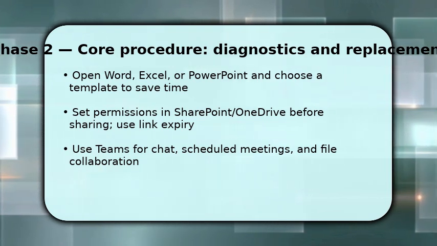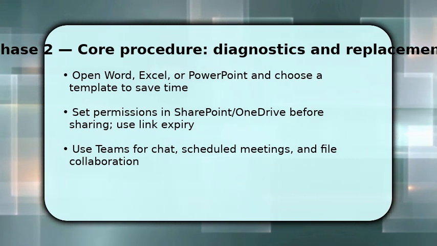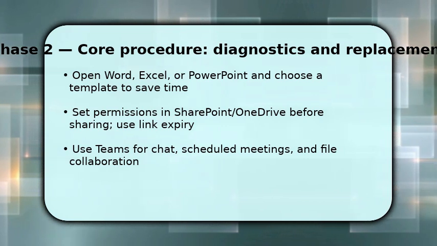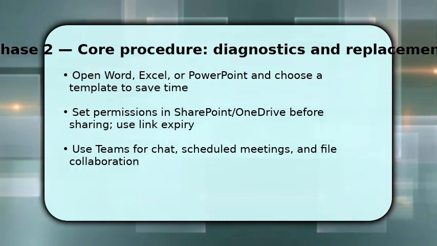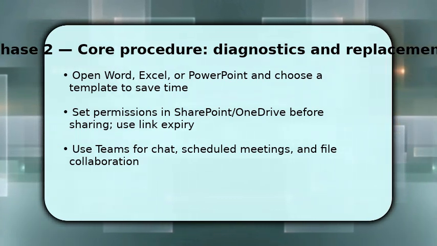Connect files to Teams channels for real-time editing and use at mentions to notify people. Make sure to version check files in OneDrive if multiple editors work simultaneously. These steps streamline collaboration and reduce duplicate work, so your team stays aligned and you avoid file chaos.